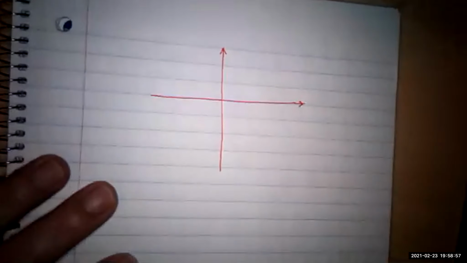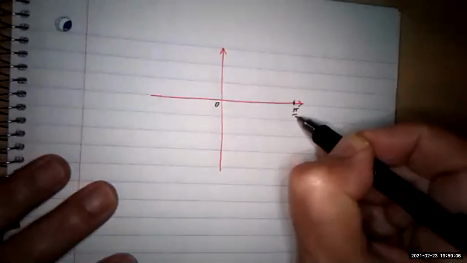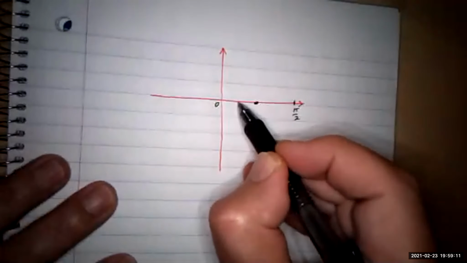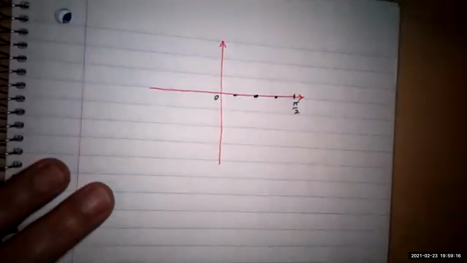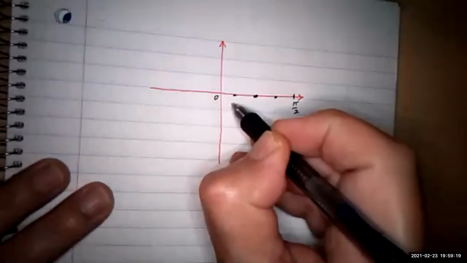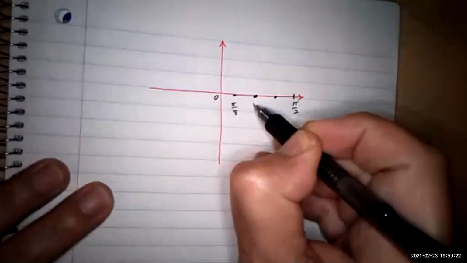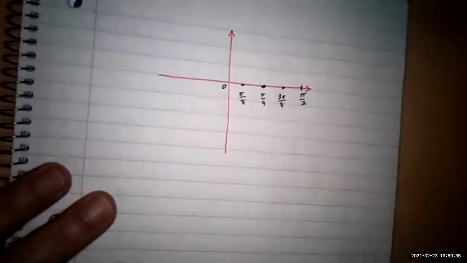This is 0 and pi/2. Divide into 4 parts. Okay, this is it. Divide it into 2, 3, 4. And you have to label these intervals on the test. Okay, label it. Pi/8, 2 pi/8, which is pi/4, 3 pi/8. You see, 4 pi/8 would be pi/2. That's it.